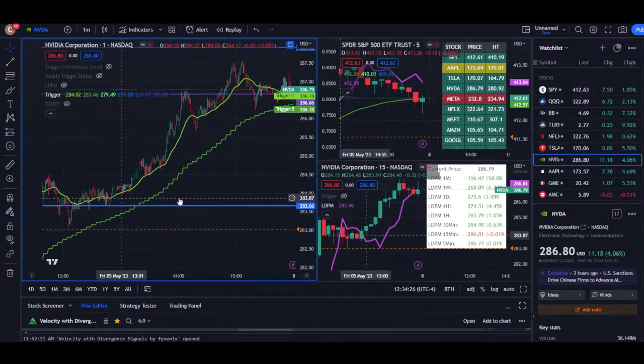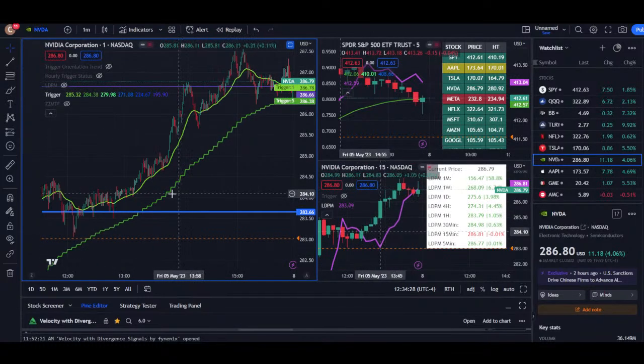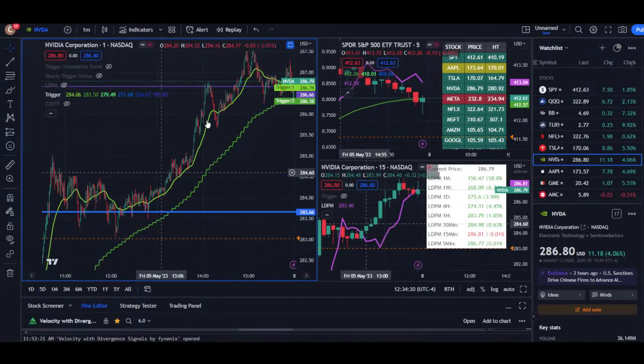But even if it may seem like a small amount of money to some of you, it's still an incredible trade, and it's still an incredible feeling.